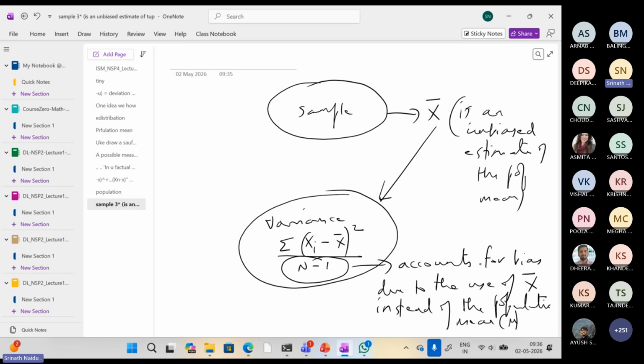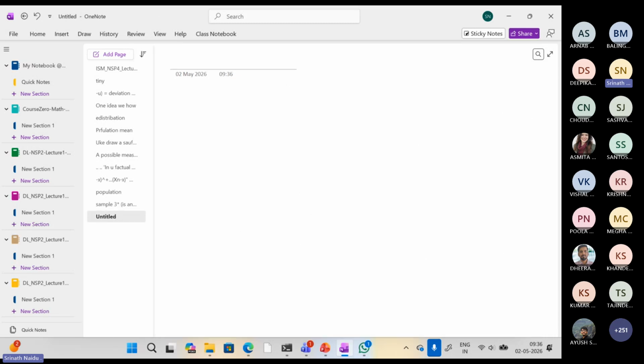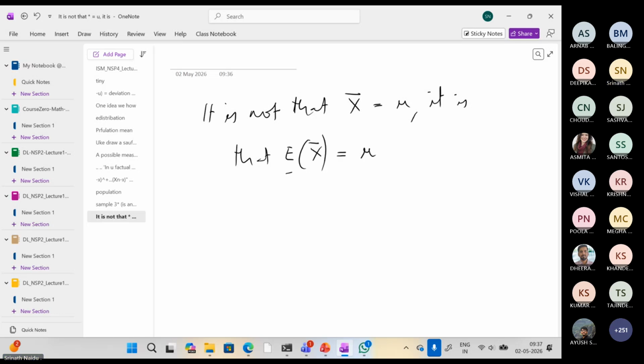See, the thing is, you people are forcing me to spill the beans. Okay, your intuition is correct. It's not that X bar is equal to mu. It is that the expectation of X bar is equal to mu. Okay, no bias in X bar.